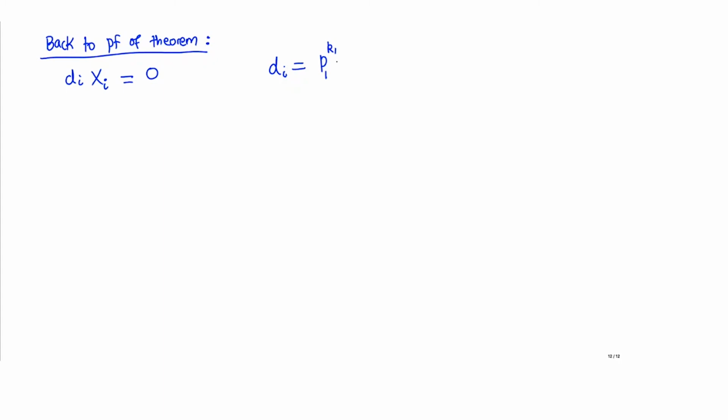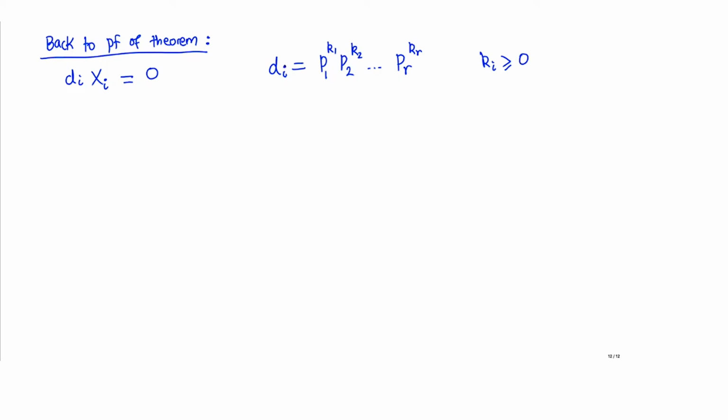so p1 to the k1, p2 to the k2, till pr to the kr. The i's and so on are not so important. Of course, not all the primes will occur in the factorization of all the di's necessarily, so I will just say the ki's could be 0 or some number greater than or equal to 0.